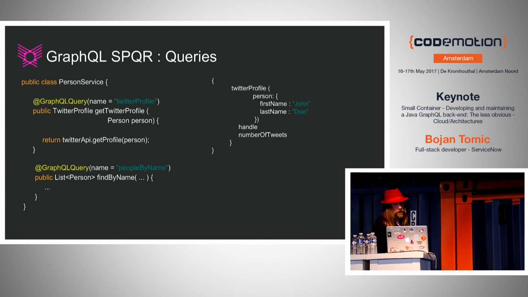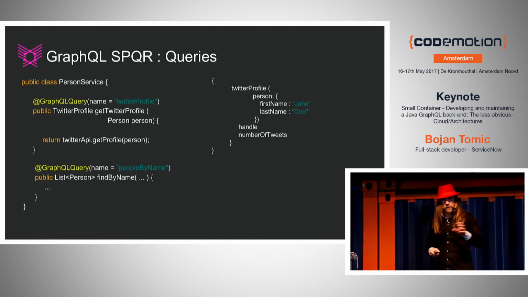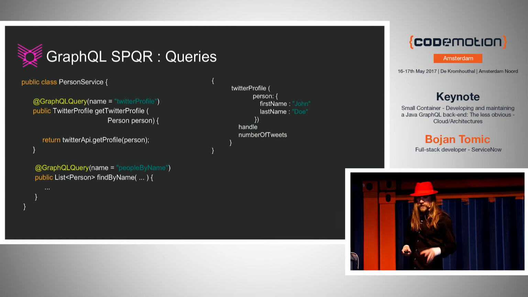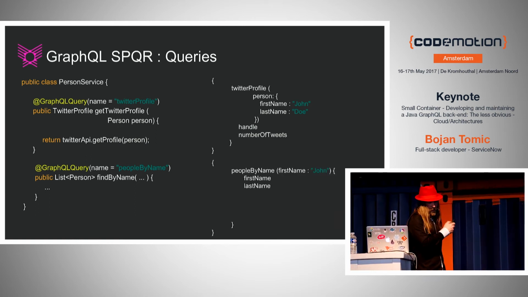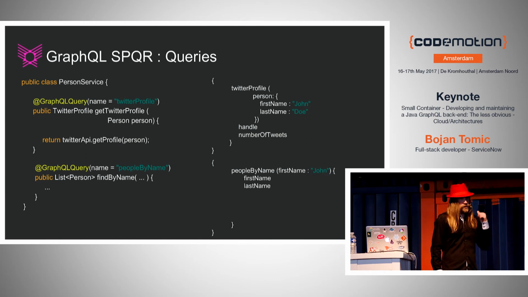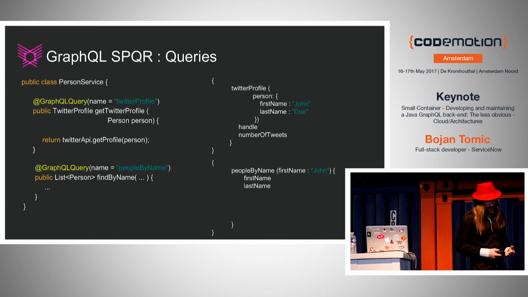So those are fine. So how do you trigger these via a query? You have this Twitter profile query. It gives the entire person object with first name, last name, and it wants a Twitter handle and it wants the number of tweets back. So this is the query for that. For the other one, you saw the query: people by name, first name John. So it gets this. But now the graph aspect of it.